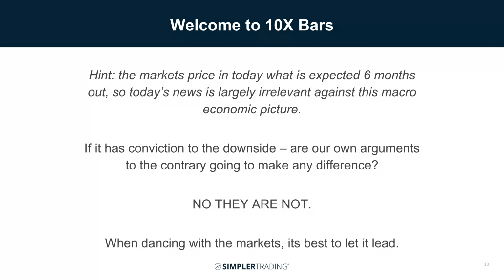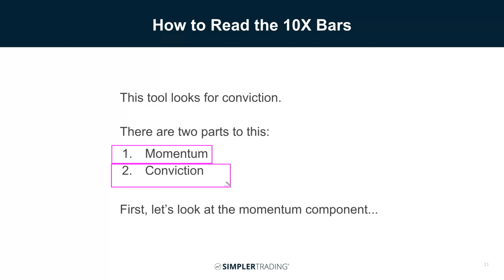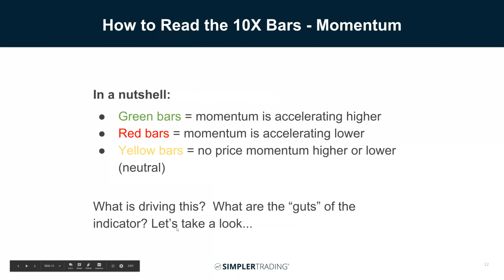However, if we were just looking at the 10x bars, all we had to do is follow the money, all right? So the idea is when you're dancing with the markets, it is best to let the markets lead. So this tool looks for conviction across two modalities. First, momentum or lack thereof, and then two, conviction or lack thereof. So first, let's look at the momentum component of the 10x bars.